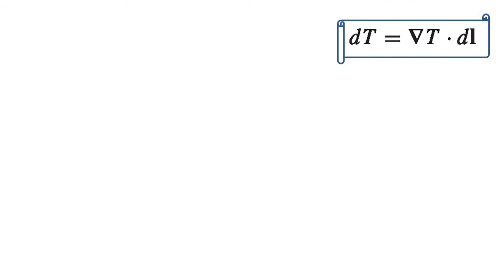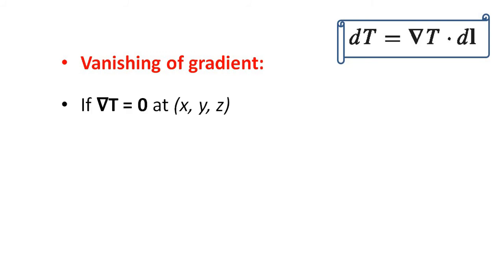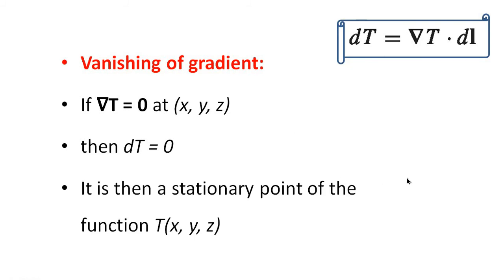Now this is the basic equation we know. Let us discuss a new point, vanishing of gradient. What will happen if gradient vanishes? That is, if grad t equal to 0, if the gradient of t is equal to 0 at a position x, y, z, then from this equation we know that dt will be 0. That is, dt equal to 0. dt equal to 0 means change in t is 0. That is, it is then a stationary point of the function t.